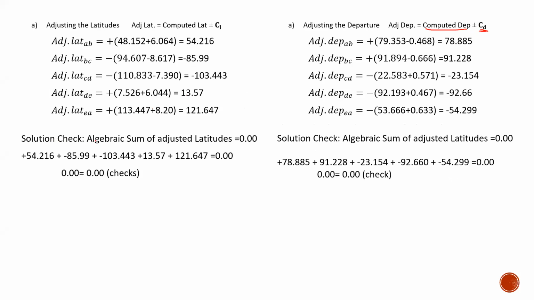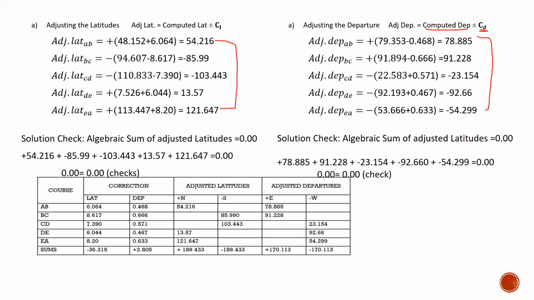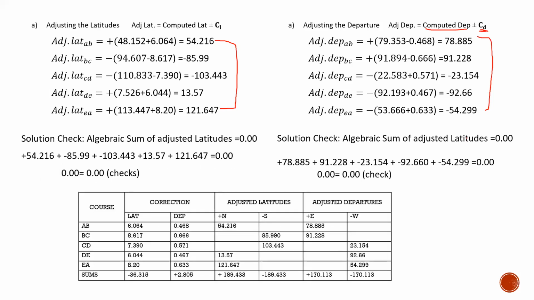Ma'am, paano pag hindi siya nag-equal to 0.00? Ibig sabihin, meron kang nakuhang mali dito. Or meron kang sa calculator nyo na mali kayo mag-input. So, kaya napaka-importanteng dahan-dahan lang sa pagsagot ng ganitong problems. And also, we need to tabulate our adjusted latitude. Yung ibig sabihin ng adjusted latitude, yung tama na siya. Wala na siyang error. Okay?